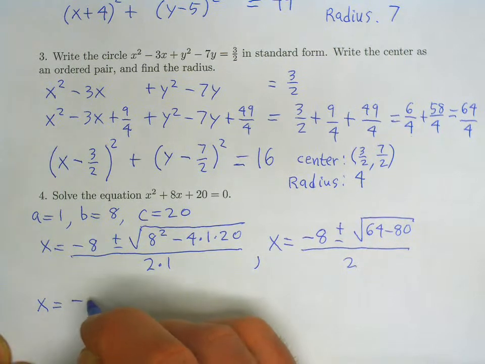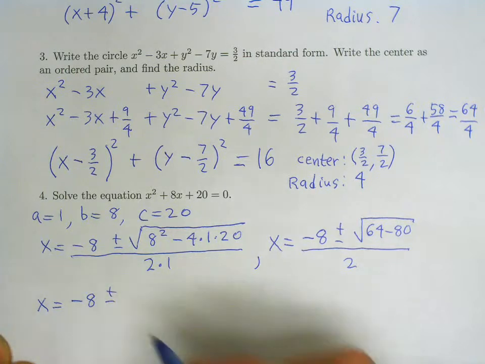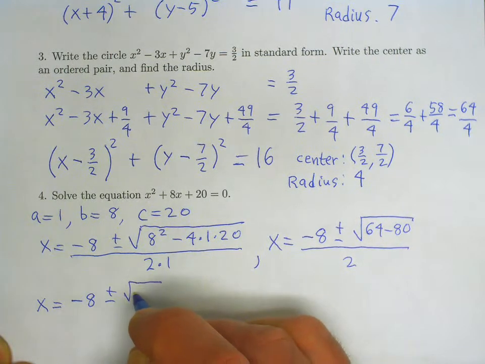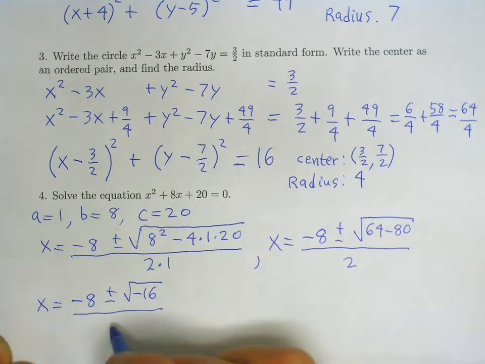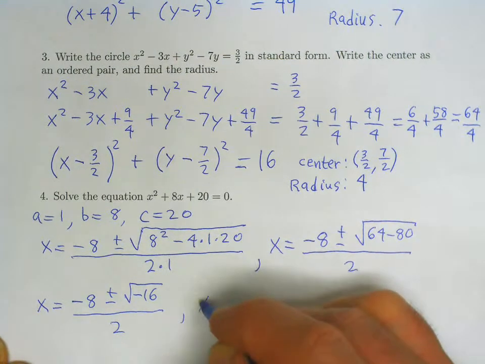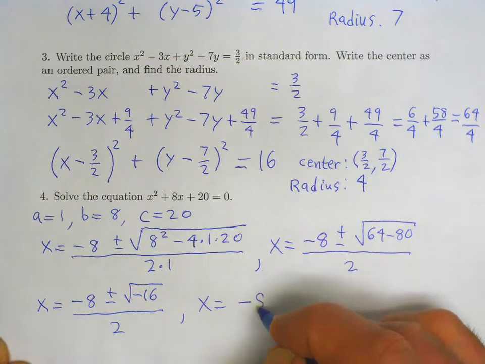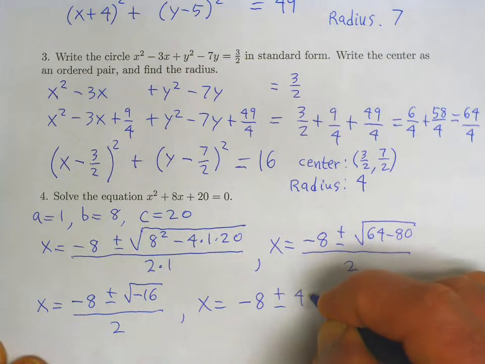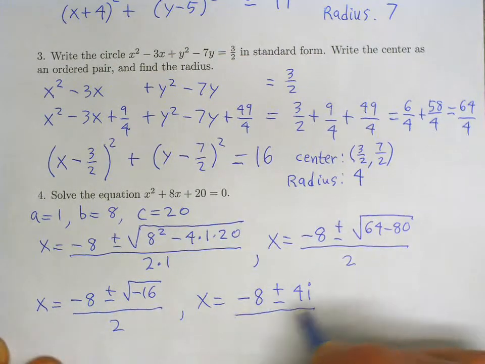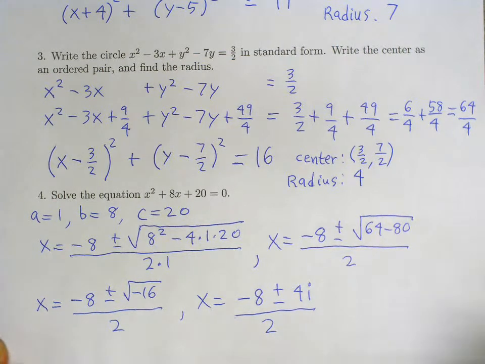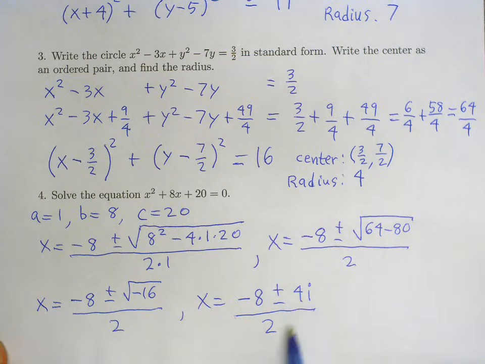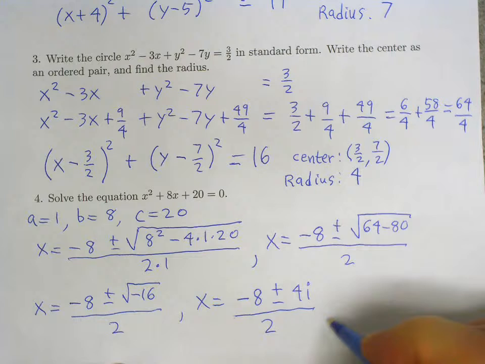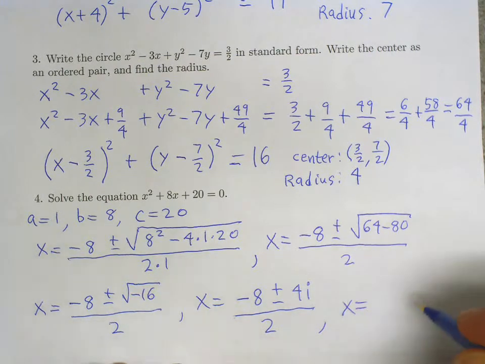So we'll take this out a little further, -8 plus and minus the square root of -16, all divided by 2. And this one works out pretty nicely. The square root of -16 simplifies to 4 times i, where i is the square root of -1, all divided by 2. And then the greatest common factor of every term in the numerator and the denominator is 2. So we can divide everything by 2. We get x equals -4 plus and minus 2i.